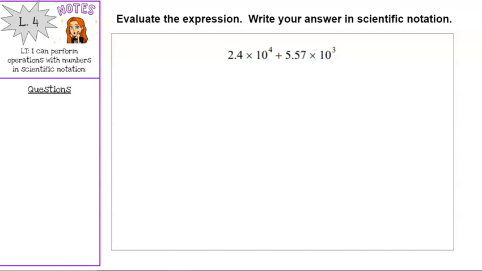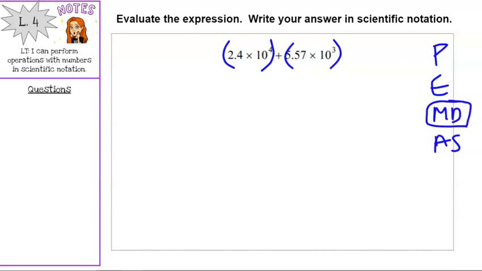All right, last example, evaluate the expression, write your answer in scientific notation. We have 2.4 times 10 to the 4th. It's one number in scientific notation, plus 5.57 times 10 to the 3rd. So if we think about our last couple examples, we were working with multiplication and division. Those are at the same level of PEMDAS, which means we could be a little flexible with how we operated on that problem by doing our coefficients together and then our powers together.